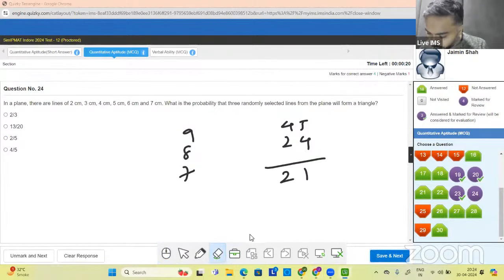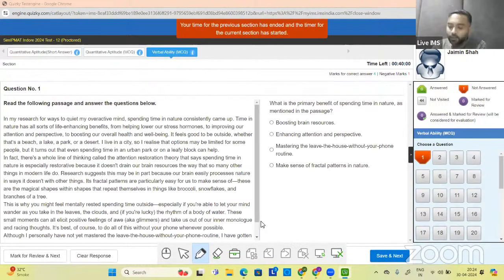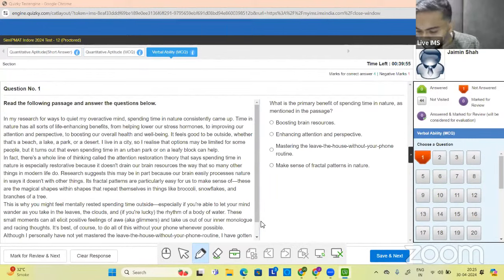In a plane of 2 centimeter, 3 centimeter, 4 centimeter, what is the probability that a randomly selected line will form a triangle? So 1, 2, 3, 4, 5, 6, 15, 6C3 is 20, तो okay, चलो ठीक है। Let me start with the first question.